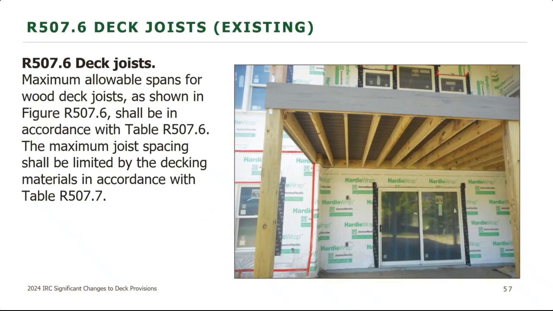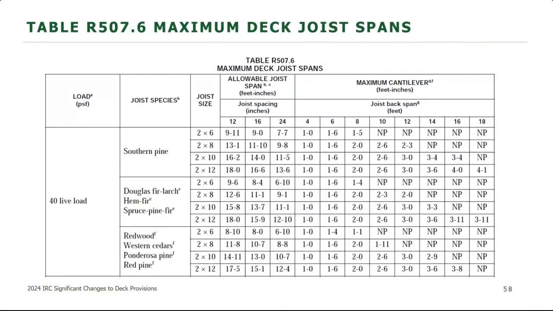All right, so that's it for beams. R507.6 is the deck joists. Again, no changes here. The maximum joist spacing shall be limited by the decking materials that are on there. So it's going to go with the decking materials that you'll find in R507.7. Also could affect your joist span length, but otherwise the joist spans are going to be found in table 507.6. And here's what that table looks like. Again, if you're coming from the 2018 or earlier, you're going to now notice that this table gets expanded out to the 50, 60, 70 pound live load or ground snow load. But you'll go into this table with your joist spacing, figure out your joist species, the joist size, come across, find your joist span, and then also come up with your maximum cantilever that you're permitted.